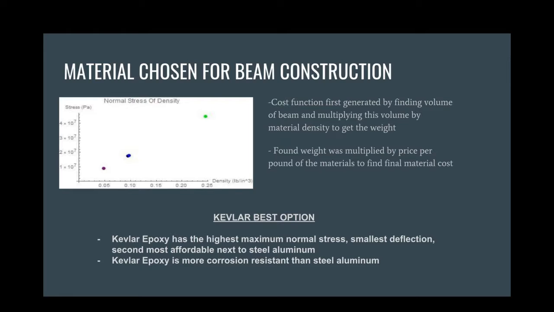So for the materials, we did a comparison of different ones versus the stress, and we used density as a proxy for the material properties. So as you can see from the graph, the Kevlar epoxy, which is the purple dot, has the lowest normal stress due to its low density and therefore low weight on the ship, and is what we chose to go with for our final design.